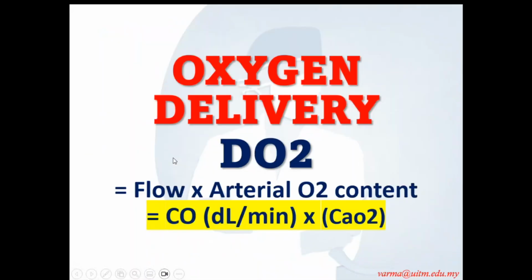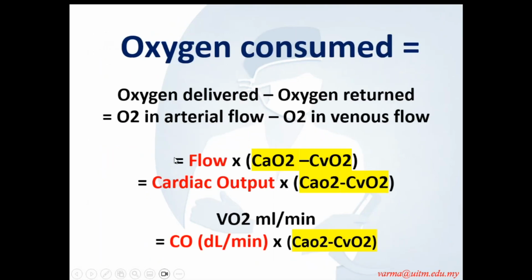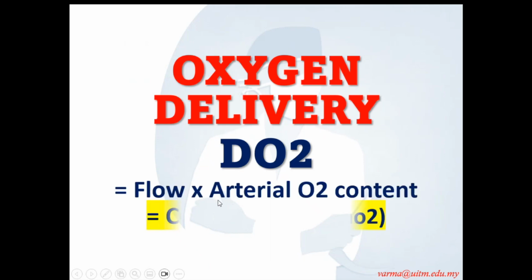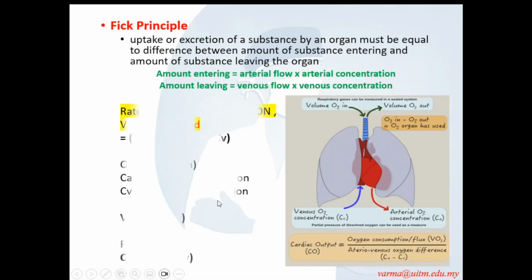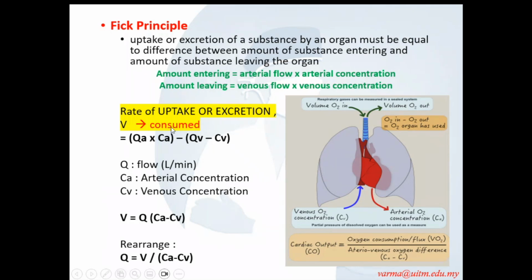It's the same. If you look at this oxygen consumption equation, oxygen consumption, not venous, sorry, typo. Oxygen consumption equals cardiac output times arteriovenous oxygen difference. You rearrange it, so cardiac output will be oxygen consumption divided by the arteriovenous oxygen difference. So I'm just going to show that equation now. The rate of uptake or excretion is what is consumed. The difference is, as I mentioned, arterial oxygen delivery minus venous oxygen return. That difference will be your oxygen being consumed, the oxygen consumption.